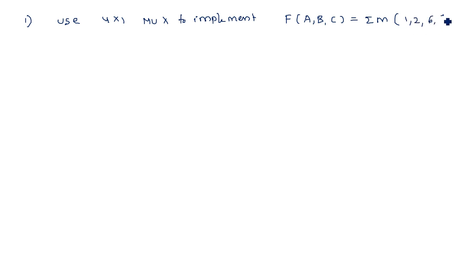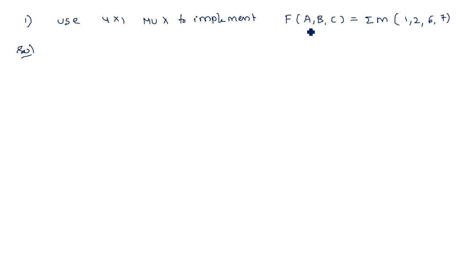Use 4 by 1 multiplexer to implement f of a, b, c is equal to summation of m of 1, 2, 6 and 7. Okay, by seeing this, we can identify that there are three selection lines, because whatever the input function is implemented with, those are considered as selection lines according to our assumption.